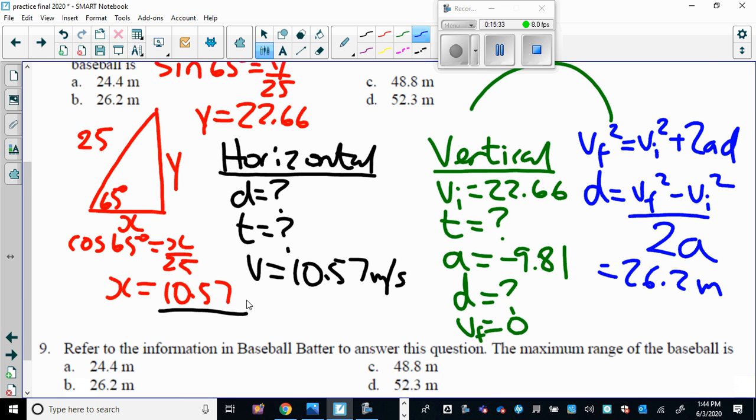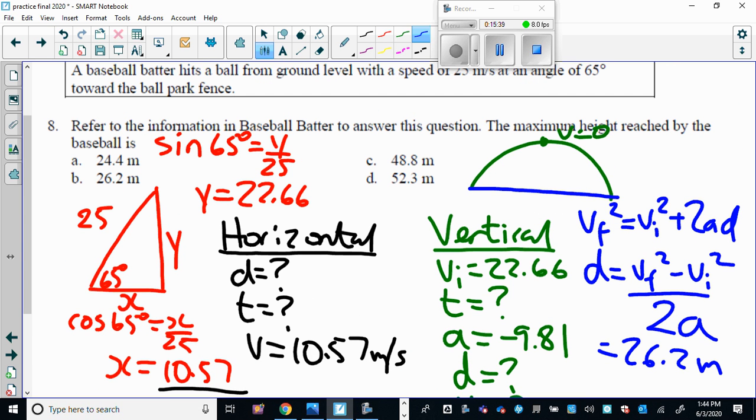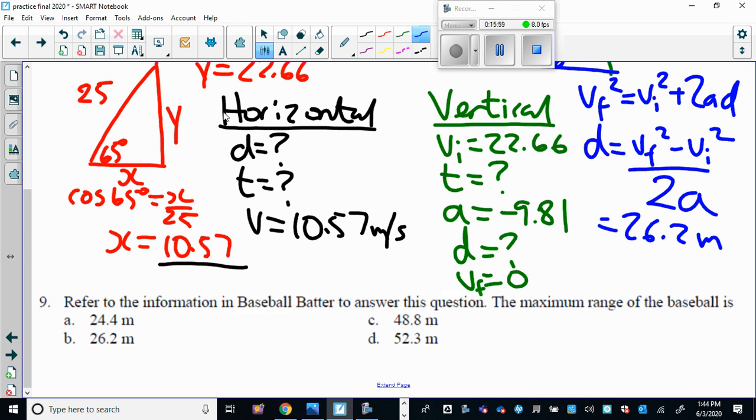Okay, now same question, but this time we want to find the maximum range. So to find the maximum range, we're going to use the horizontal component. And we look at what we've got horizontally. We have the velocity, and remember it's constant velocity. We don't have the distance and we don't have the time. We're trying to calculate the distance. So therefore, we need to calculate the time first. And since we don't have enough information in the horizontal component, but we do have enough information in the vertical component, as long as you've got 3 pieces of information, you can find the 4th.